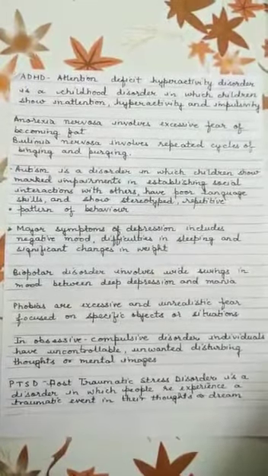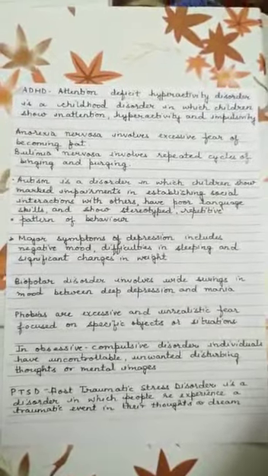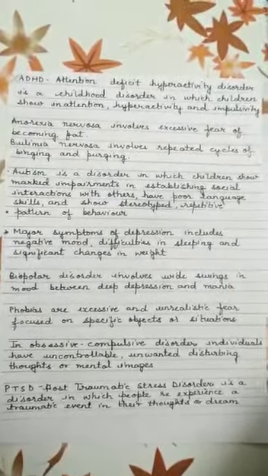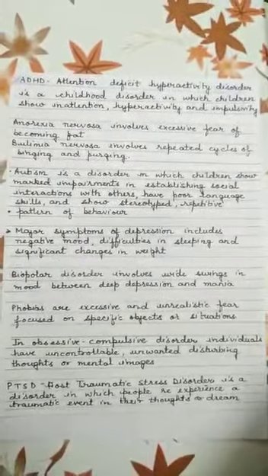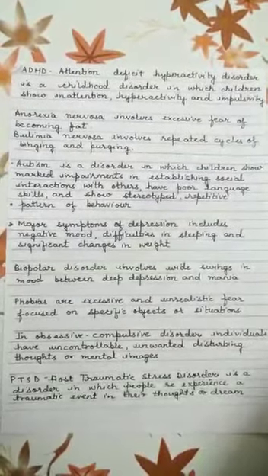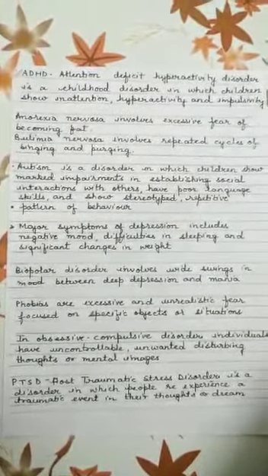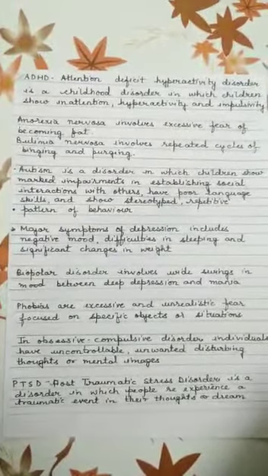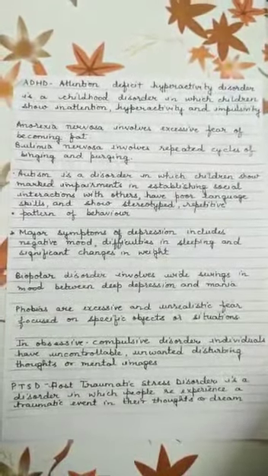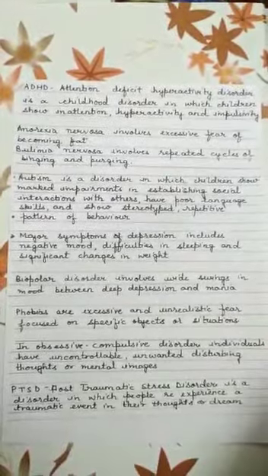Now talking about anorexia nervosa, it involves excessive fear of becoming fat. So people tend to consume less food and often believe that they are getting fat. They often believe in dieting. On the other hand, talking about bulimia nervosa, it involves repeated cycles of binging and purging. It means after eating food, they often purge at regular intervals of time.